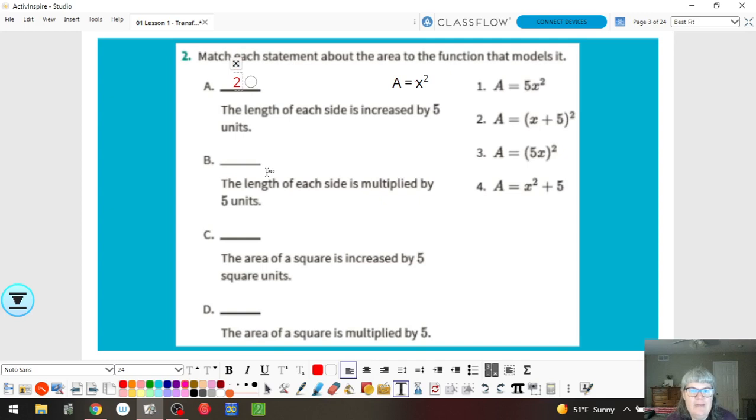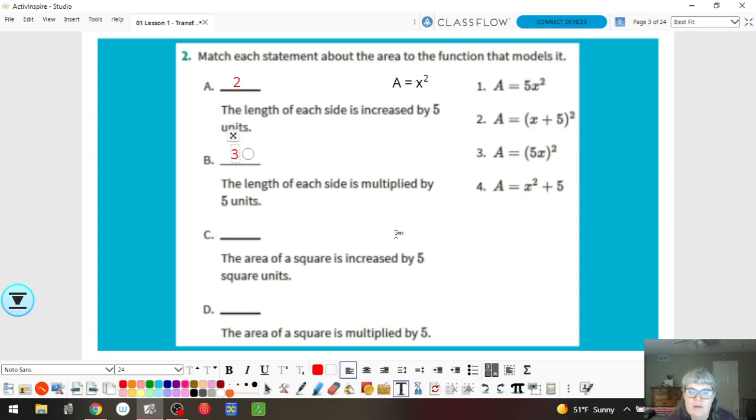Then we have the length of each side is multiplied by 5 units. The difference between 1 and 3 is that on number 1, we're taking x squared times the 5. Order of operations says you do exponents first. On 3, we're going to multiply 5 with x and then square it. So our best option for this statement is number 3.